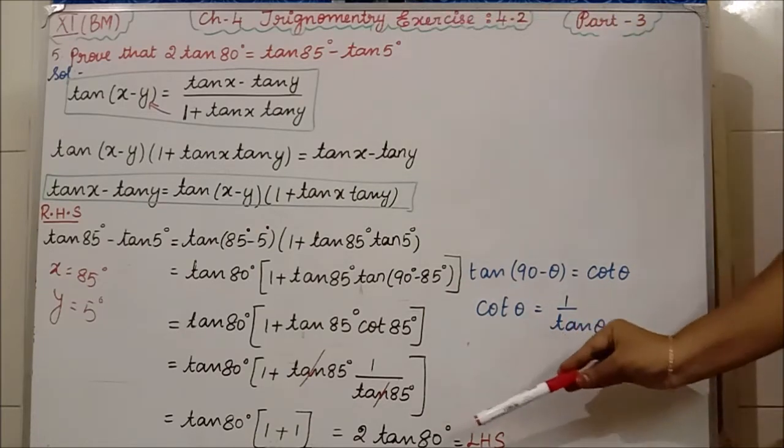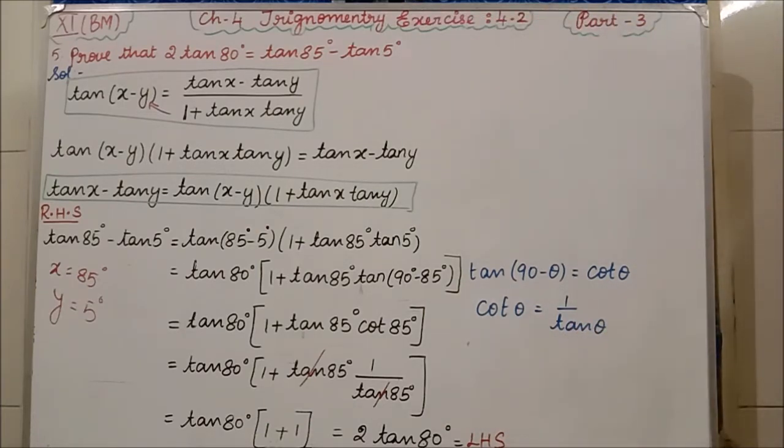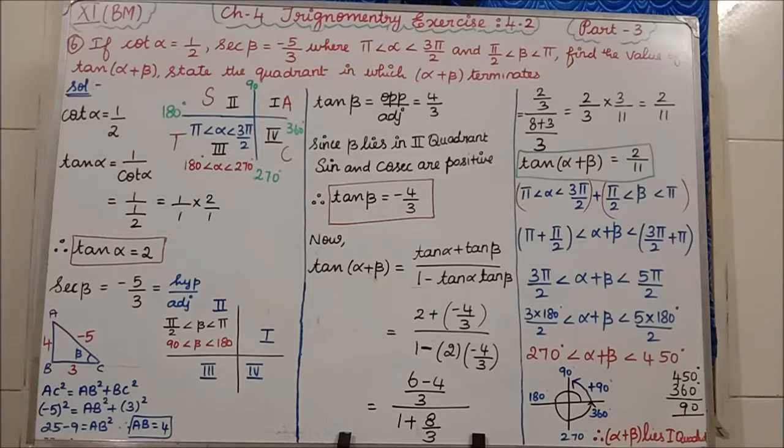Isn't it? So, which is equal to LHS. We have proved LHS is equal to RHS. Hence proved, we have to write the last line. Clear students, all of you, the fifth question? Students, next we'll see the sixth question.